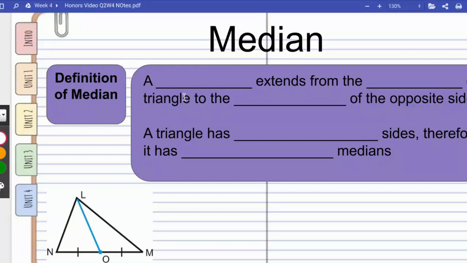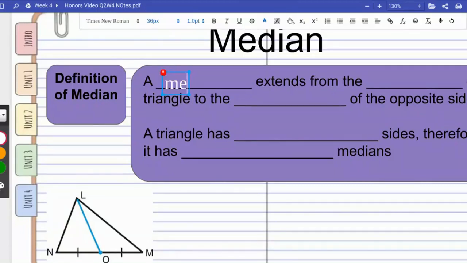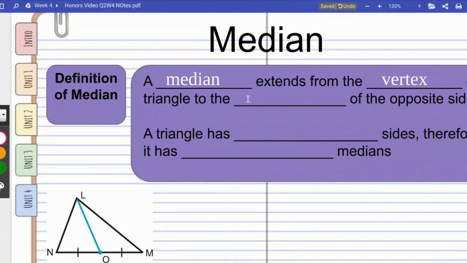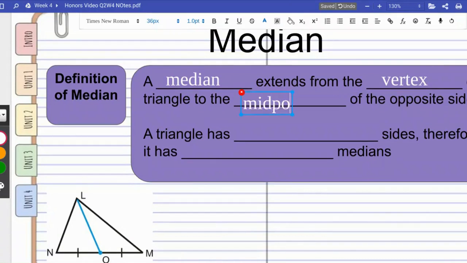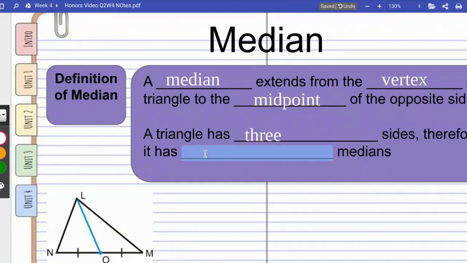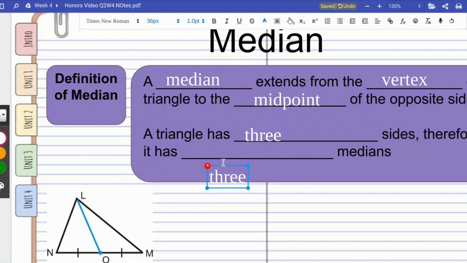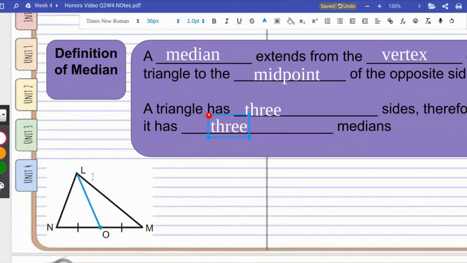Okay, let's talk about some other special segments. A median extends from the vertex of a triangle to the midpoint of the opposite side, if you look at the picture. A triangle has three sides, therefore it has three medians. You look at the picture, it starts up here at point L, that's the vertex, goes down to the midpoint O. I know O is a midpoint because of the tick marks.